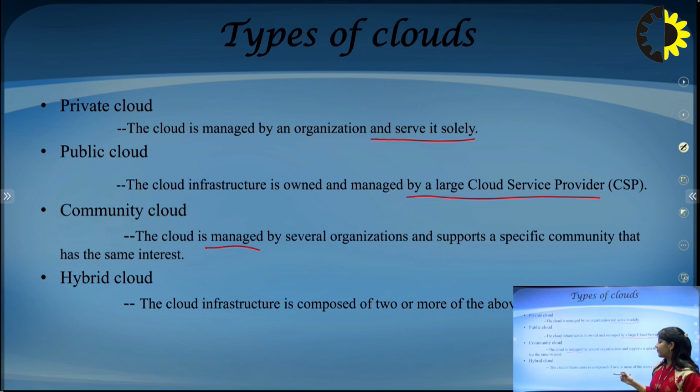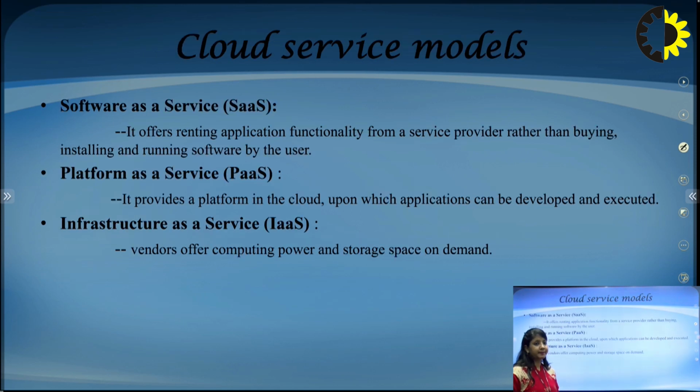And next is hybrid cloud. Hybrid cloud means any 2 clouds are merged, so there can be a hybrid mode, like a private cum public cloud, or a private community cloud. So hybrid means a combination of 2 cloud deployment models. Next is the cloud service model.